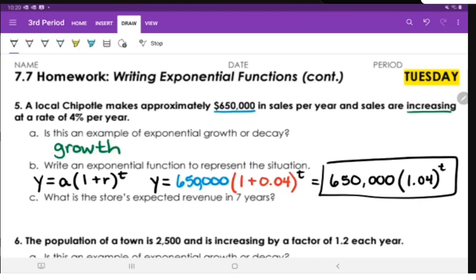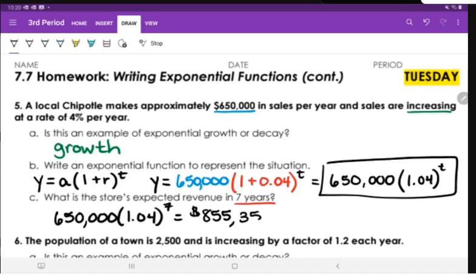That's our exponential expression. For part C, we're going to be plugging a value in for t, and they just hand it right to us. They say, figure out what the sales will be 7 years later. So we're going to plug in 7 to our calculator. 1.04 to the 7th power. And when I do that, I end up with 855,000 and like 356-ish. I rounded.